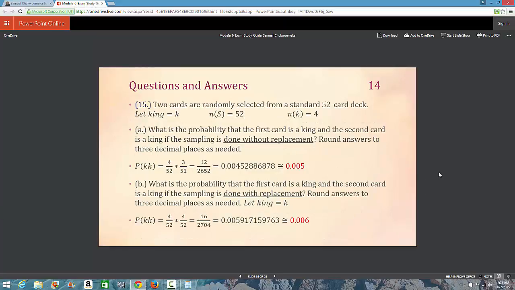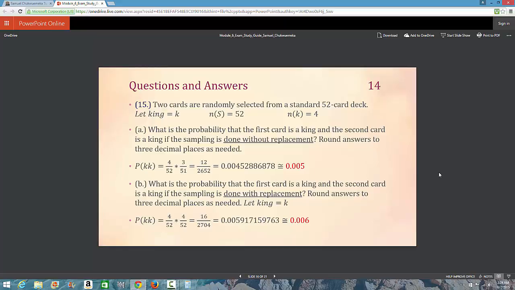Question 15. Two cards are randomly selected from a standard 52 card deck. So when we talk about the 52 card deck, let's say K is king. The cardinality of the sample space is 52. And in a 52 card deck, the number of kings is 4.